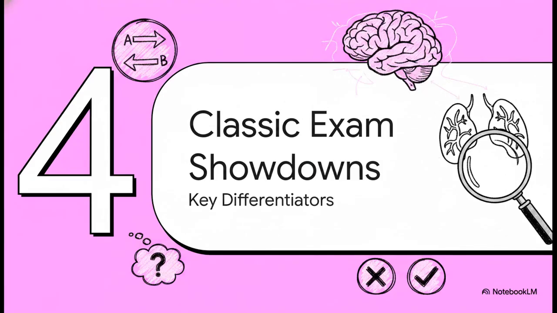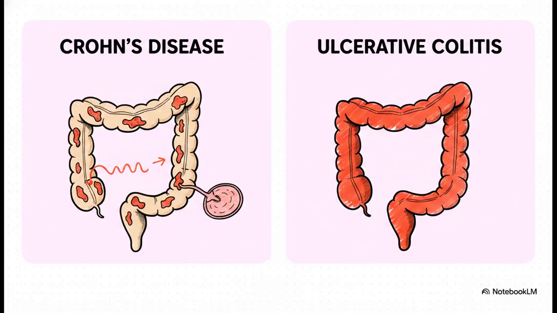All right, time for my favorite part, the rapid-fire showdowns. You know these questions, the classic A versus B comparisons that they love to put on exams. We're going to cut right to the chase and focus only on the key features that let you tell them apart, every single time. First up, Crohn's versus UC.